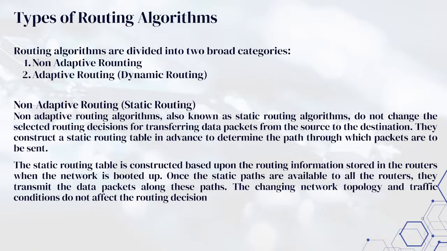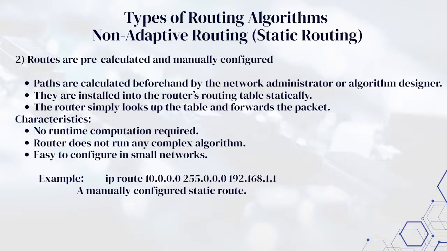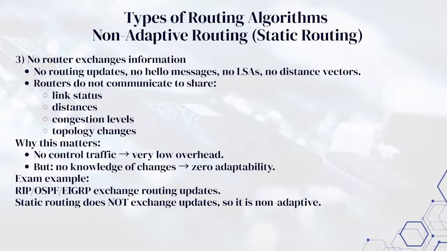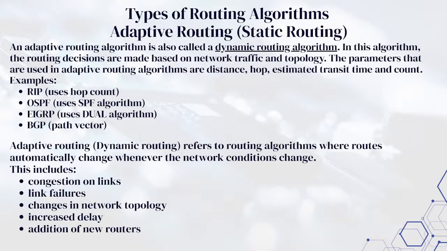Okay, so adaptive routing, it is dynamic. Non-adaptive, it is static. So this is just a typing error. Here it is dynamic. Okay, everywhere it is dynamic.